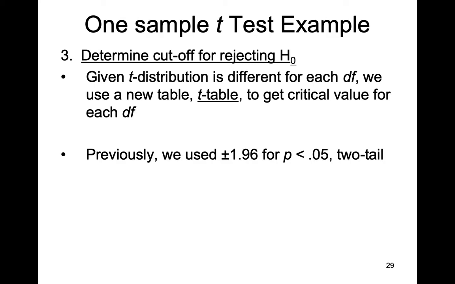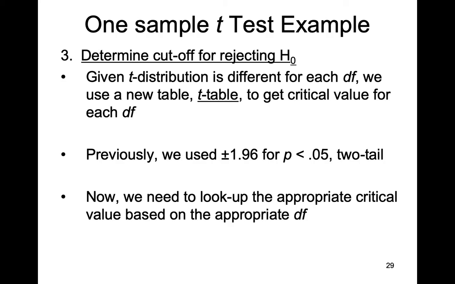Recall from the way that we set up our hypotheses in this example that we have a two-tailed test. Previously, when doing a z-test, we always used plus or minus 1.96 with a significance level of 0.05. And that was all the time. Whenever we were doing a z-test, if we were doing a two-tailed test at alpha 0.05, we always used the critical values plus or minus 1.96. Okay. Now what we need to do is look up the appropriate critical value or values based on the appropriate degrees of freedom. In our example, because our sample was 10, we've got 9 degrees of freedom.